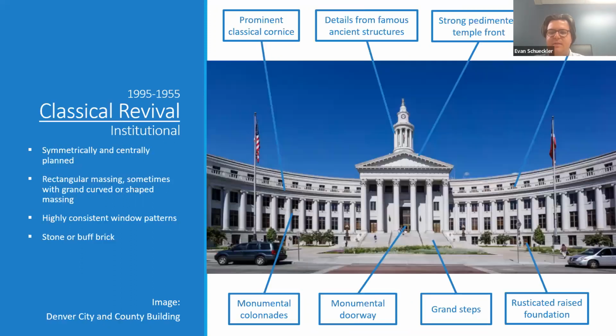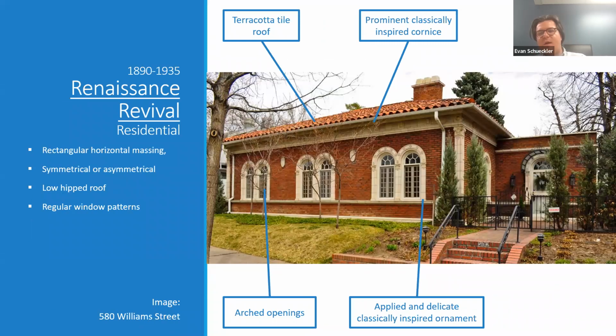The classical buildings, like if we look back at the city and county building, you have these big round columns that are sticking out or are fully standing away from the building. Whereas here on this Renaissance revival building, you have these delicate little pilasters at the corners that are just kind of stuck onto the surface of the building.